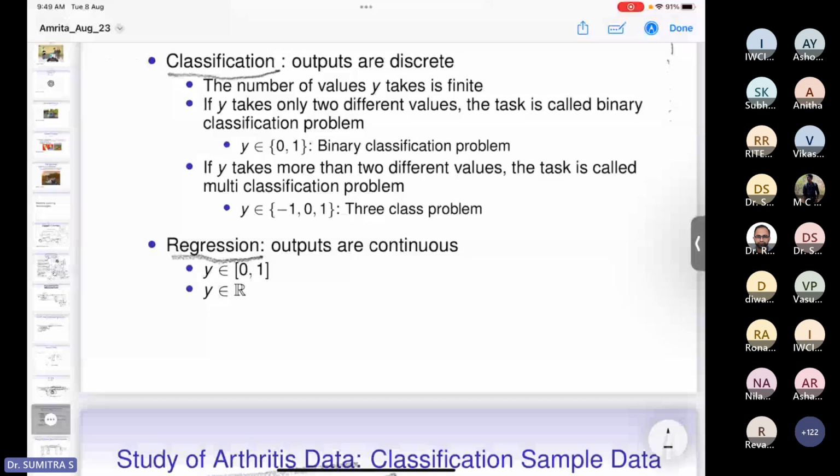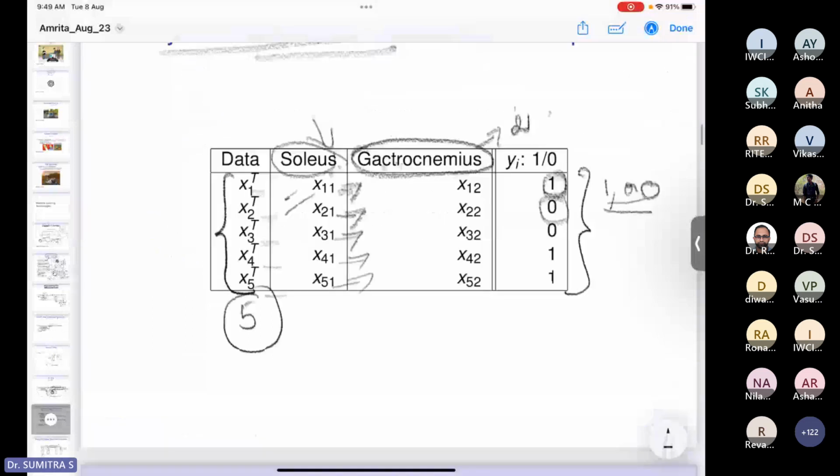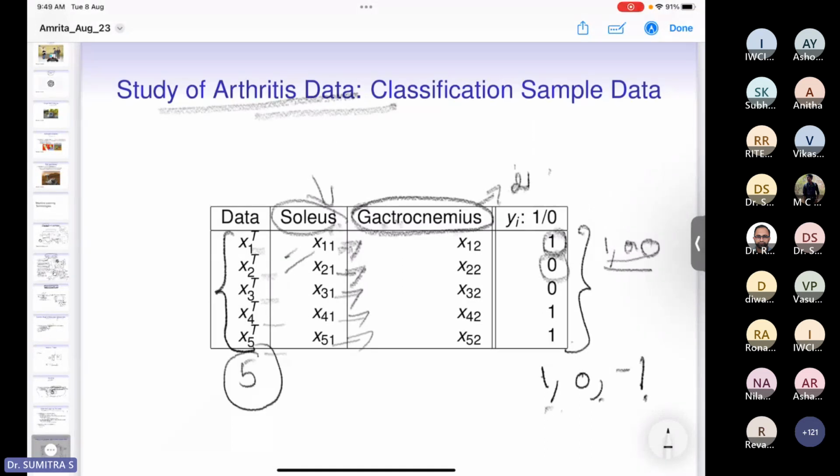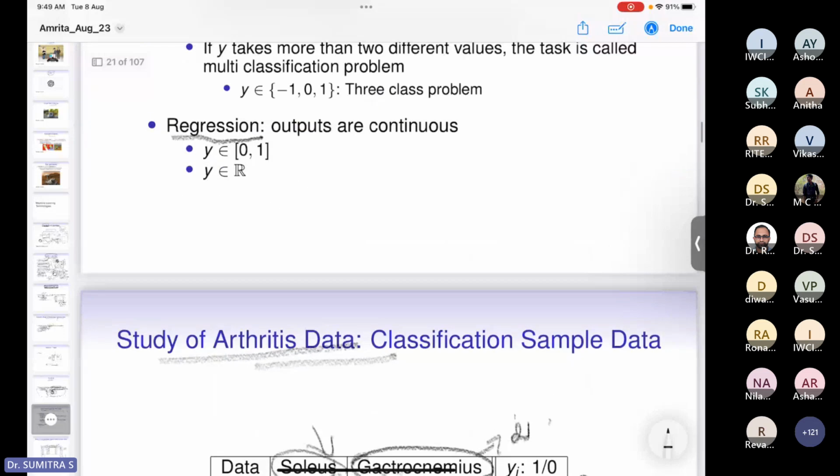binary class classification problem. In the other case, if Y takes 3 different values, for example 1, 0, or minus 1, we call it not 2-class. Now Y takes 3 different values, so we call it multi-class, or for this case a 3-class classification problem. When the number of different values Y takes is greater than 2, we call it a multi-class classification problem.